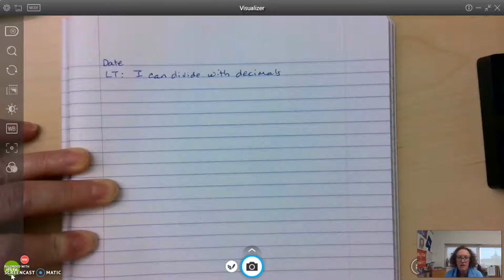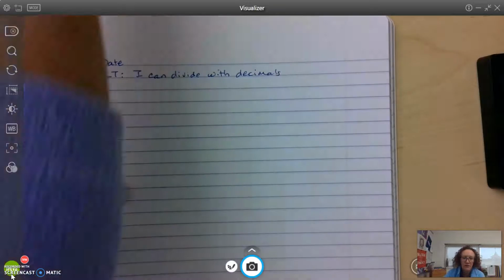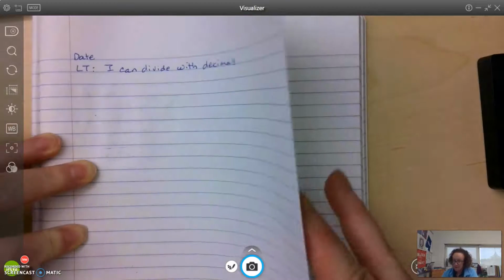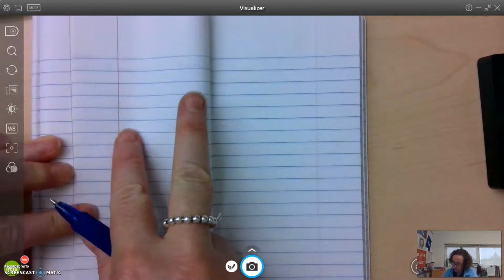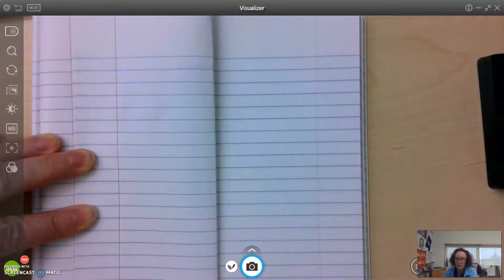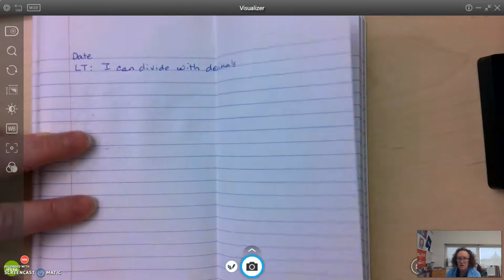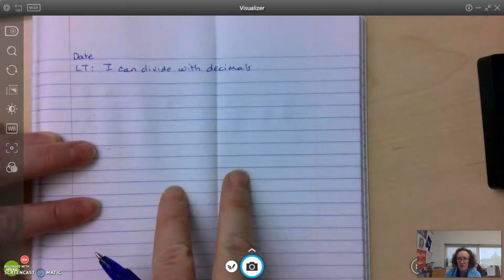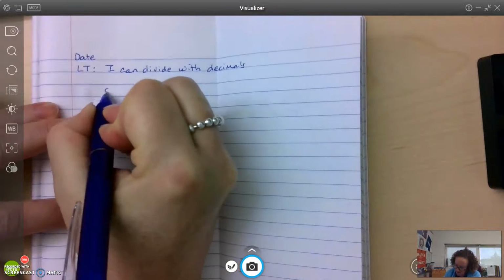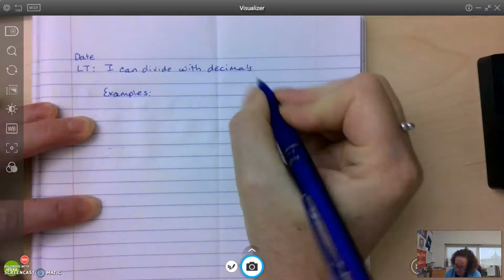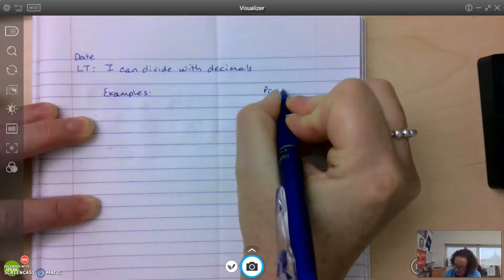I'm going to pause the video here for you to make sure that you have the date and the learning target written down. Because of how I'm going to set my problems up, I'm actually going to fold my paper over lightly. I don't need to make a firm crease, but just a light crease to kind of divide my paper into two. On this side, we're going to do some examples, and on this side, you're going to practice.